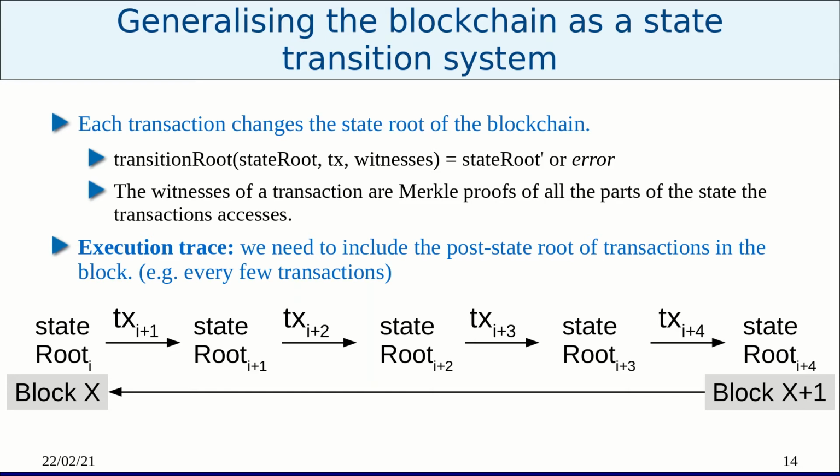And so you imagine a function called transition root that takes as input the root of the state, the transaction itself, and some witnesses to that transaction. Now, the witnesses to a transaction are basically the Merkle proofs of all the parts of the state that that transaction accesses, either reads or writes. And this effectively provides an execution trace for every single transaction in the block. If you imagine that every single transaction in the block changes the root of the state in some way, that basically allows you to create an execution trace.